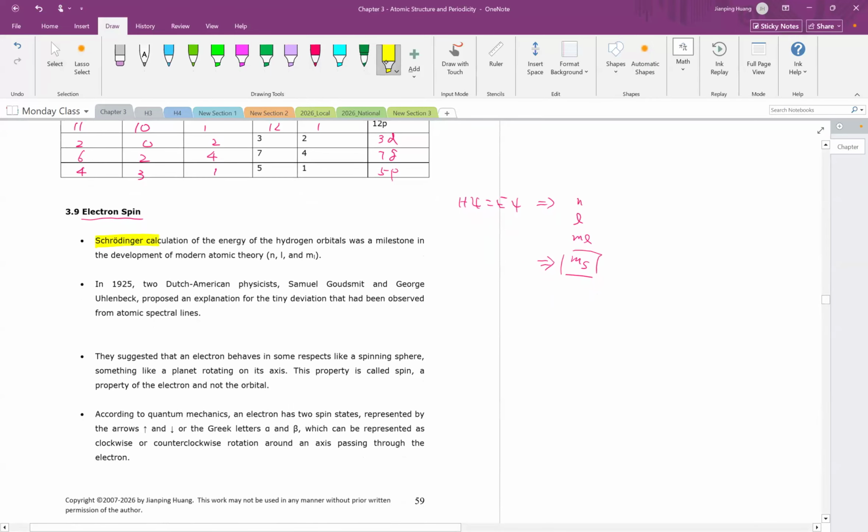Look at the Schrödinger calculation for the energy of hydrogen orbitals. You see n, l, m sub l. It is a milestone in atomic theory. It's really cool. This is not the Bohr model. This is based on quantum mechanics, the wave function. However, in 1925, when these two people looked at atomic spectral lines, what is an atomic spectral line? Do you remember?